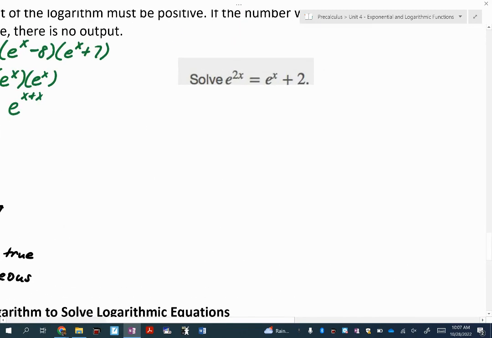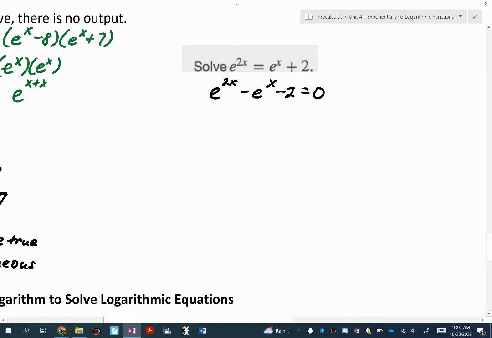Let's do another one very similar. Get everything to one side. So minus e to the x minus 2 equals 0. We're going to factor it just like we did before. So e to the power of x. I need factors of negative 2 that add to negative 1, which is going to be negative 2 and plus 1. Set them equal to 0.